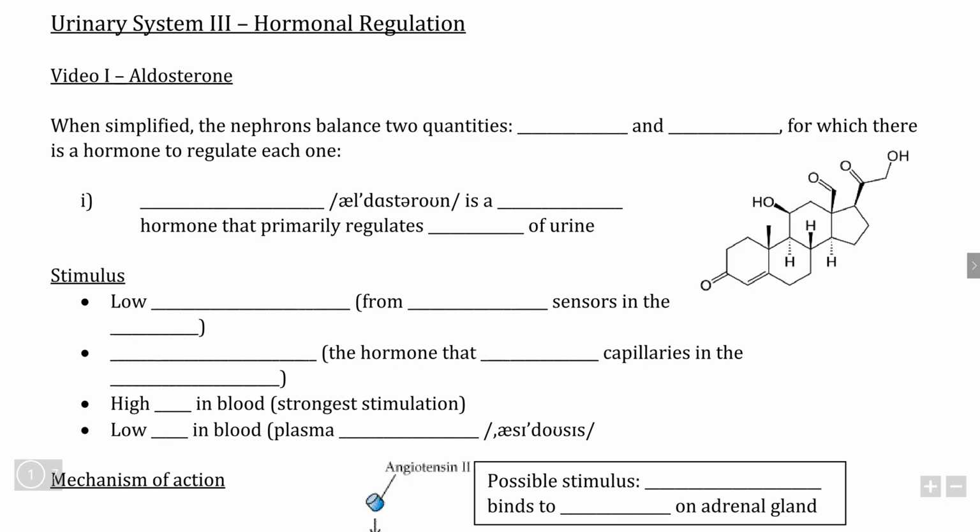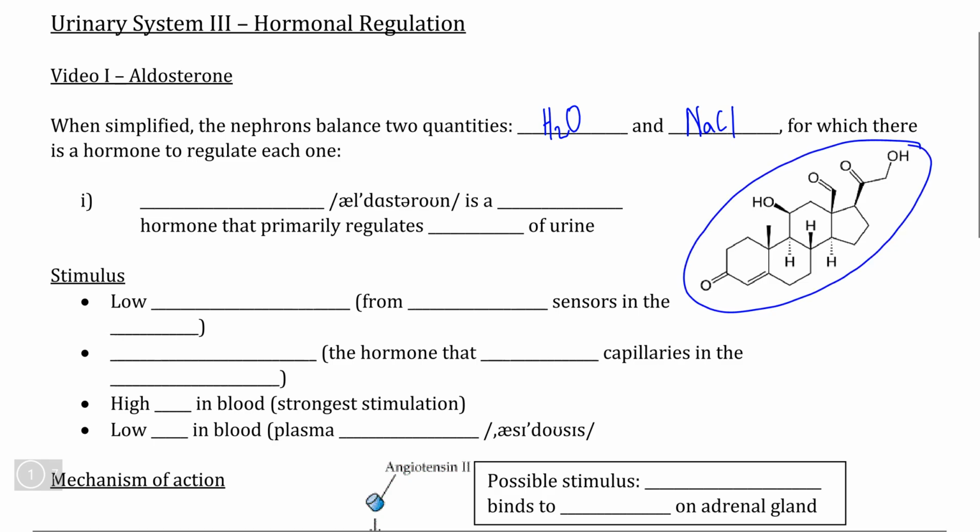In the following two videos, we're going to be learning about a pair of regulatory hormones that are responsible for controlling the amount of water and salt that are reabsorbed from the urine back into circulation.